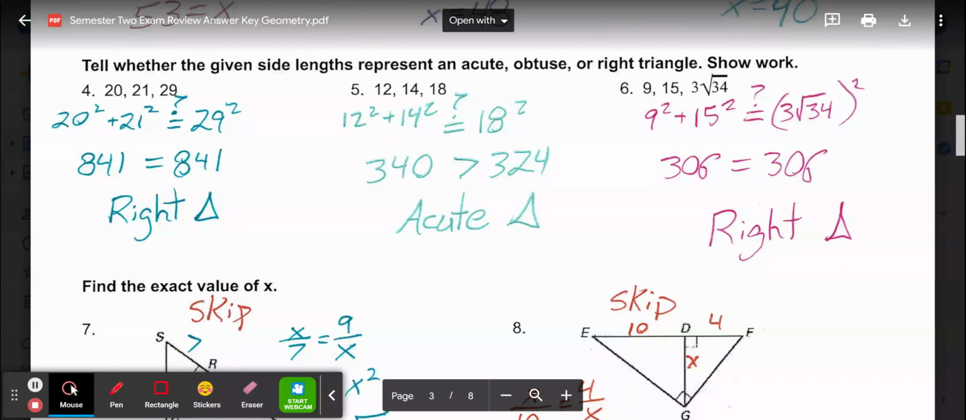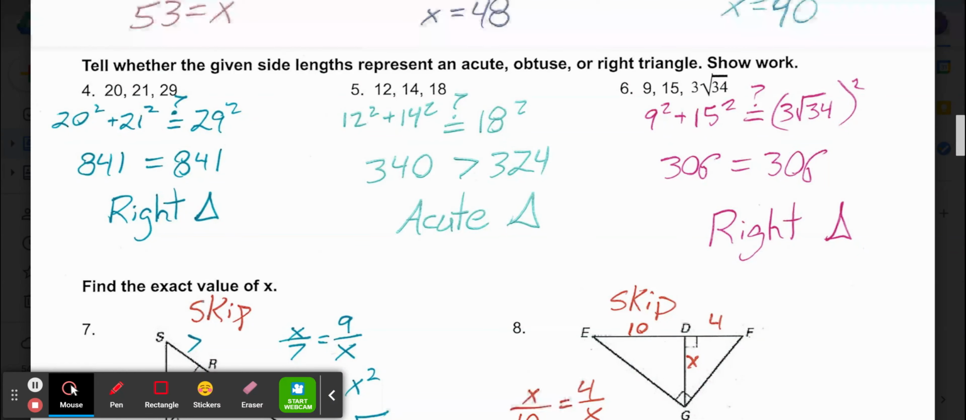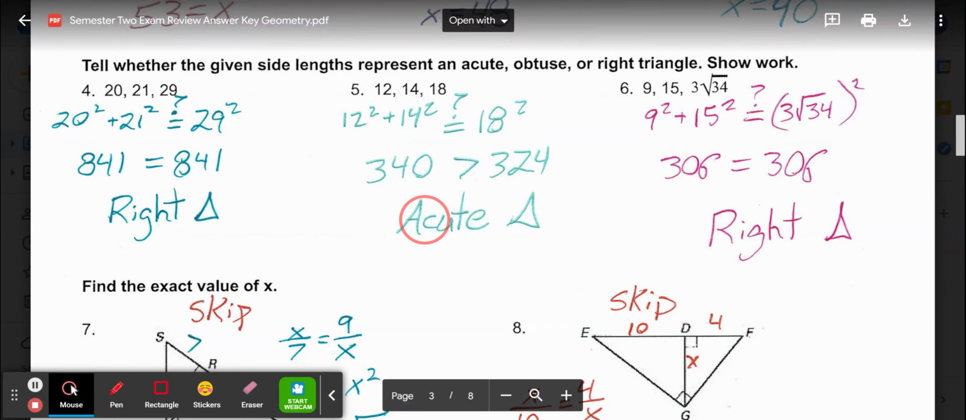So setting those up and checking, in 4 we have right, in 5 we have acute, and in 6 we have right.